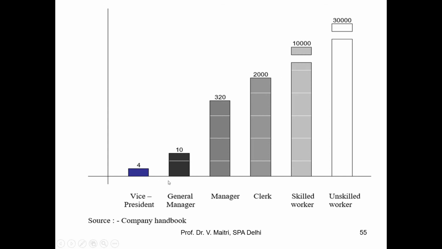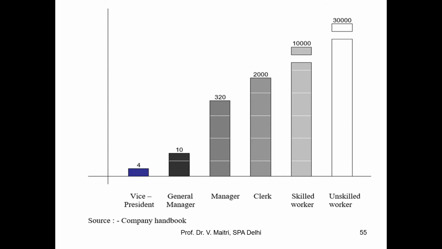So vice president 4, general manager 10, manager 320, clerk 2000, skilled worker 10,000 and unskilled worker 30,000. So from the company backward, we make a bar, break this bar. So return the value here. So break this bar a little bit above, because this value is bigger than this. So this value is bigger than this, so this bar has to be bigger than that. So here one can easily understand what the staff pattern of this particular company is.